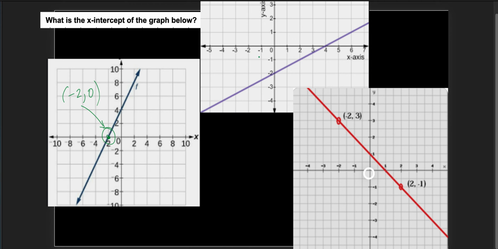Don't forget to put your finger on the pause button anytime you want, just for this reason. And so here's the x-axis, and here's the purple graph, and you're just looking at where that purple line crosses the x-axis, and that's right here, and that's at (4, 0). And for the red line, we're looking at where that crosses the x-axis, and that's right here, and that will be at (1, 0). Okay?